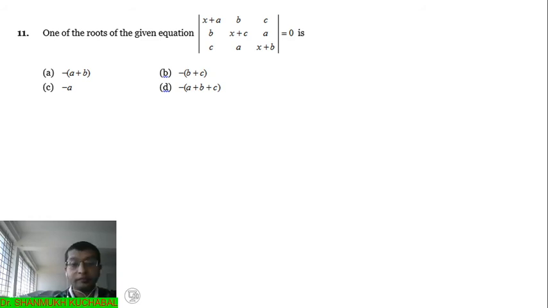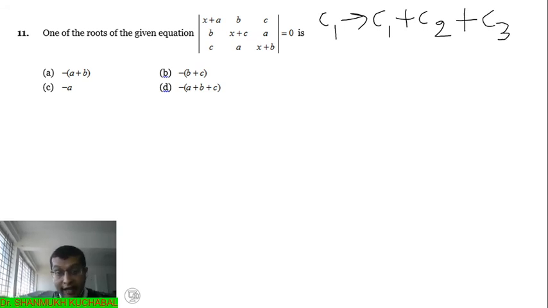Sorry, the 11th one. One of the roots of the equation is what we have to calculate. So here x plus a, b, c. Okay, so what I will do is take C1 changes to C1 plus C2 plus C3. Very simple technique. I will tell you the reason behind taking this.